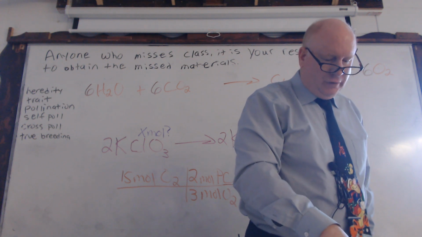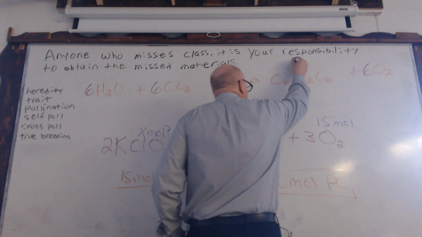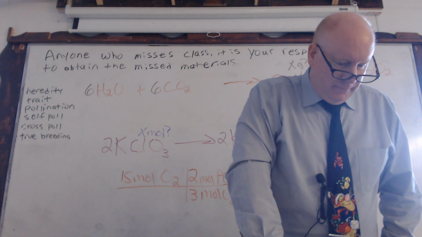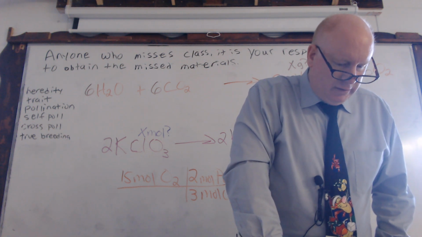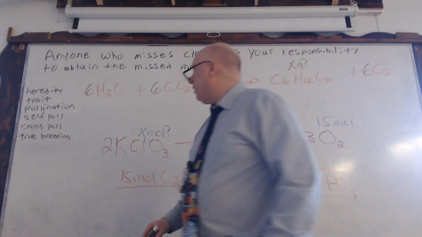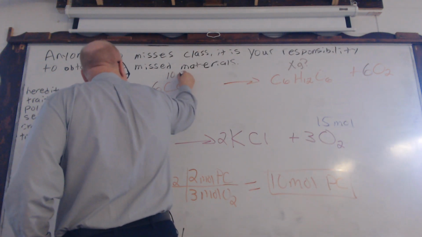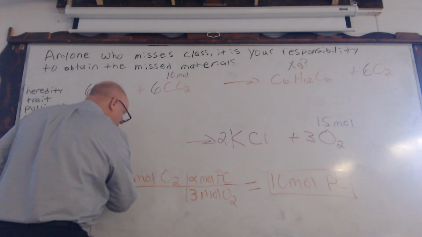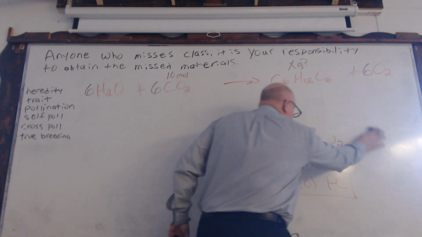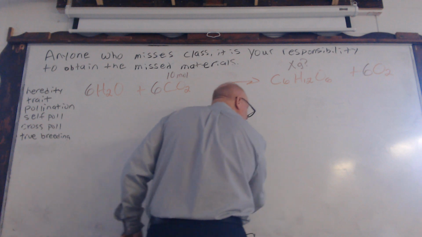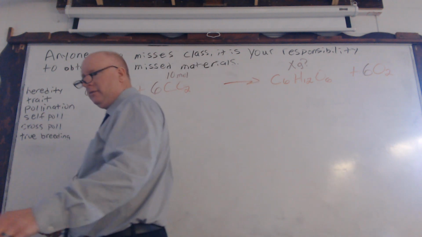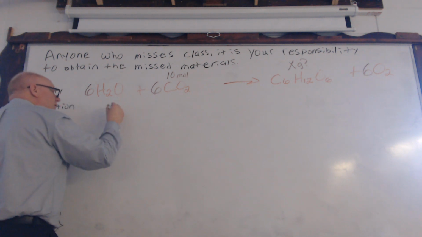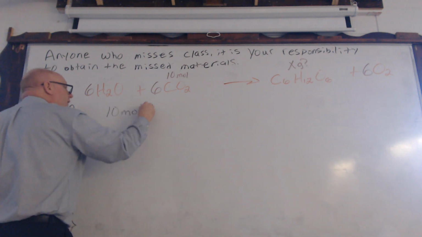Okay? So what mass of glucose? Well, again, we don't know. Then can be produced from 10 moles of carbon dioxide. So you're starting with 10 moles of that substance. Okay? This is no longer a two-step problem. The only place to start is with this. So we've got 10 moles of carbon dioxide.